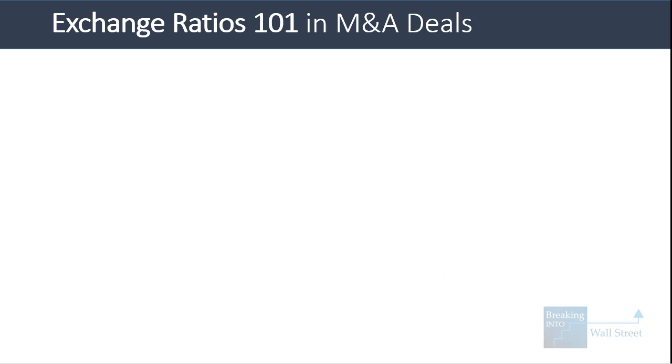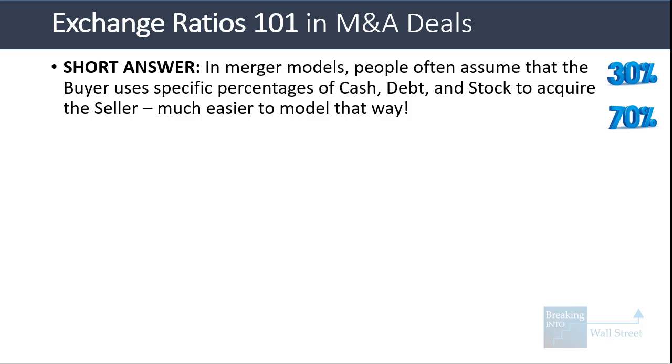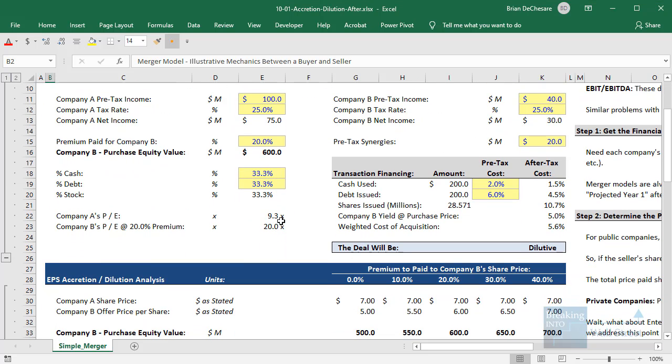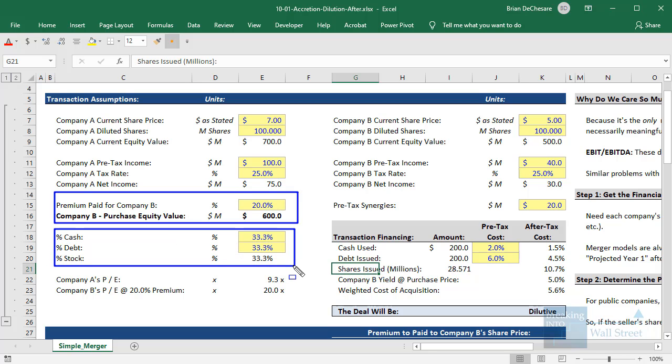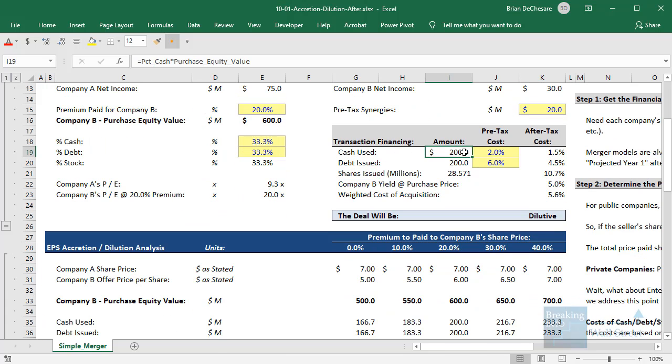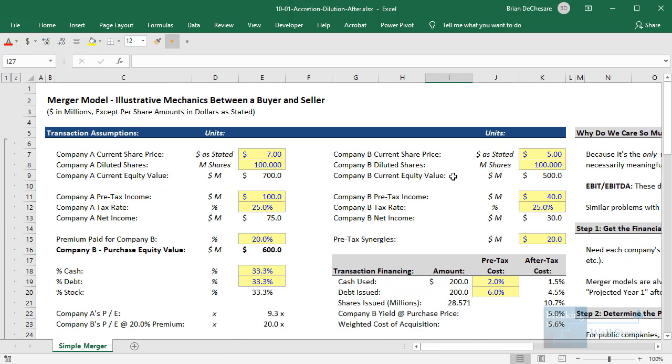In a lot of merger models, people will often assume that the buyer uses specific percentages of cash, debt, and stock to acquire the seller, mostly because it's just easier to set up models that way. So for example, here I have a very simple merger model, and we have an assumption for the premium paid for the target company B, and then we're assuming a certain percentage of cash, debt, and stock, 1/3 of each in this case. And then based on that, we make some assumptions for the cash used, the debt issued, and the number of shares issued of the acquirer to purchase the target. And it's very simple to set up financial models and merger models like this.